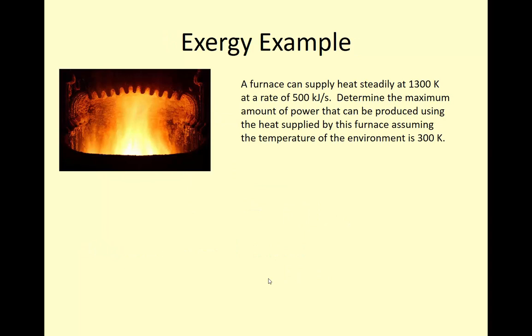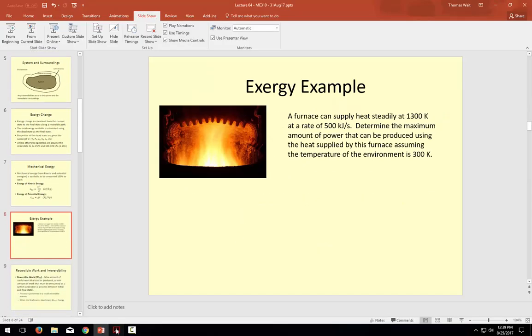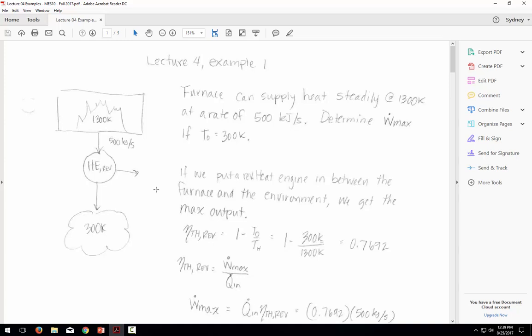So let's do an example. In this case, we have a furnace that can supply heat steadily at a temperature of 1300 Kelvin and a rate of 500 kilojoules per second. So we want to determine the maximum amount of power that can be produced using the heat supplied by this furnace if we assume that the temperature of the environment is at 300 Kelvin. So let's take a look at that. And we have our example here.